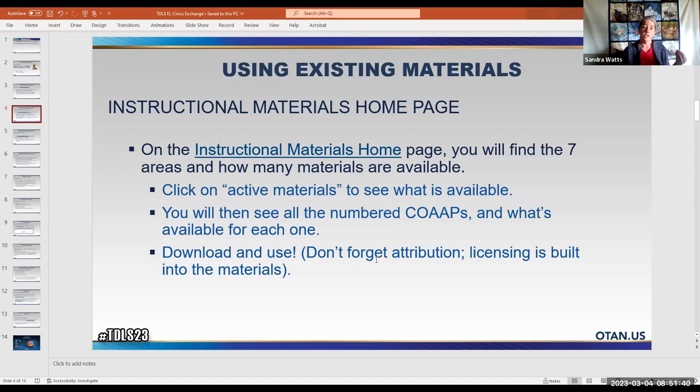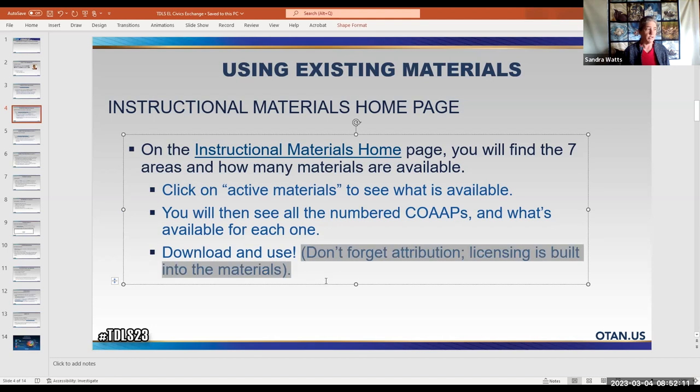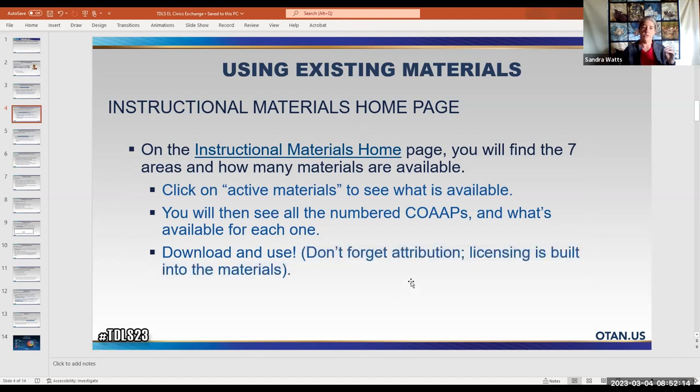If you want to use the materials that are already there, you go to the exchange, and you'll find the 7 areas. Anything that says active materials, you just click on that to see what's available for what specific co-op. Because they all have names like 13.6 and 47 point something. You'll see all the numbered co-ops and you can download and use them. Again, attribution. Licensing and attribution is built into the materials. In fact, it's one of the requirements to submit your own materials, which is great. They're making sure that credit is given.